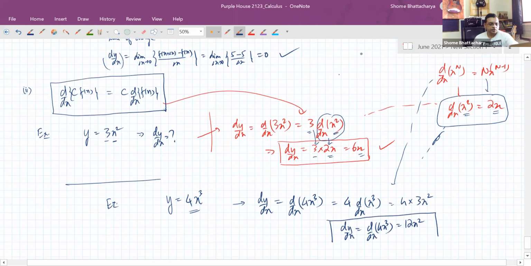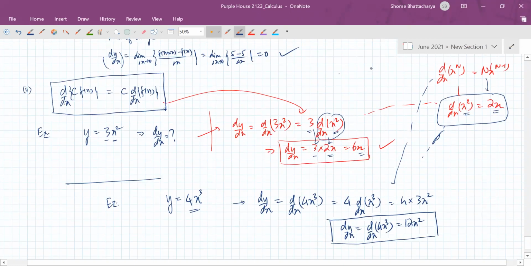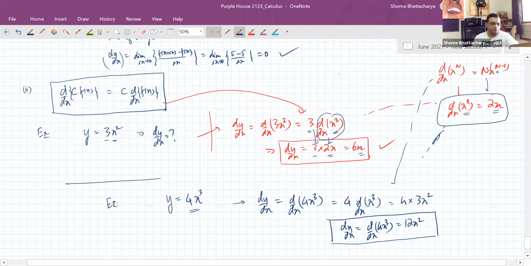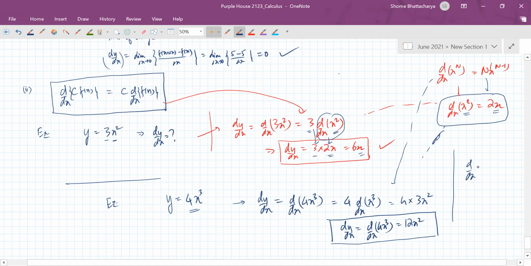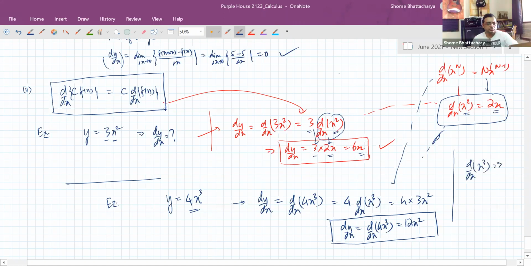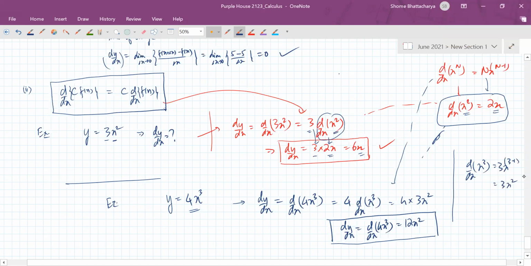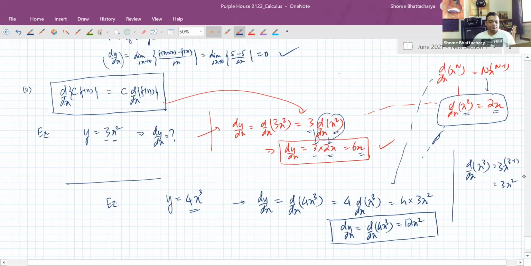ठीक है ना? Sir, it will be 4 into 3x cube, right? नहीं बेटा, x to the power n minus 1 होता है ना. Yes, sir. Differentiation of x to the power 3 is 3 into x to the power 3 minus 1. We've done this twice today, no? Okay. So you have to be very precise and careful. This is like doing algebra. Now, each and every term, each and every step is very important when you're applying the differentiation formula.